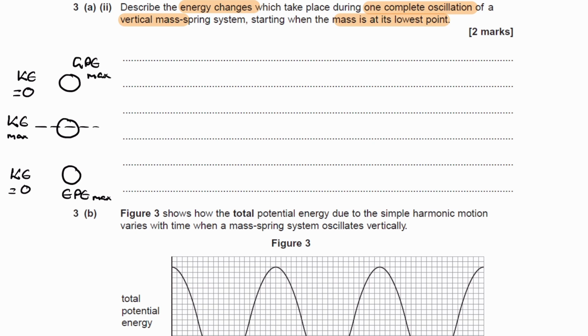So what's happening is, at the bottom, we have maximum elastic potential energy. As it rises, kinetic energy rises, as does GPE. Kinetic energy peaks in the middle at equilibrium and then decreases to zero at the top, and that's where GPE peaks. And then the opposite happens in reverse. So GPE gets converted to elastic potential energy. In the middle again, kinetic energy peaks.